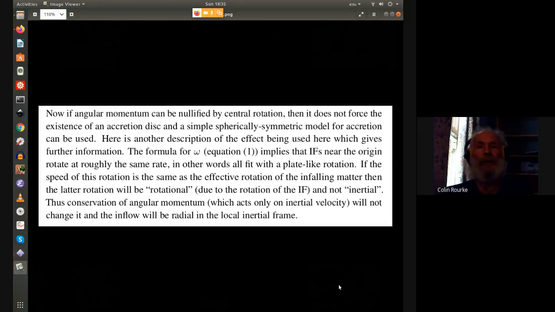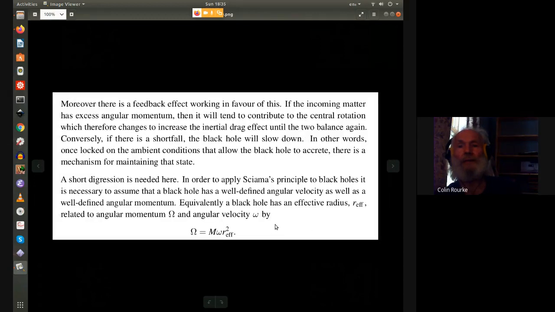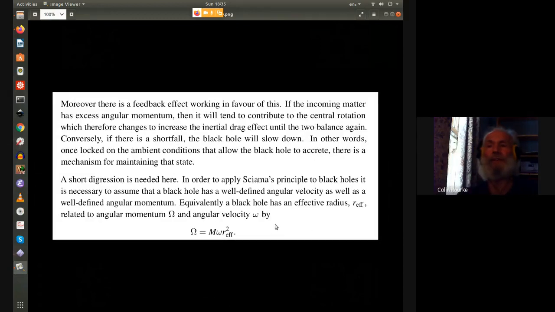If the speed of this rotation is the same as the effective rotation of infalling matter, then the latter rotation will be rotational due to the rotation of the inertial frame and not inertial. Conservation of angular momentum, which acts only on the inertial velocity, will not change it, and the inflow will be radial in the local inertial frame. So there's a feedback effect working in favor of this.